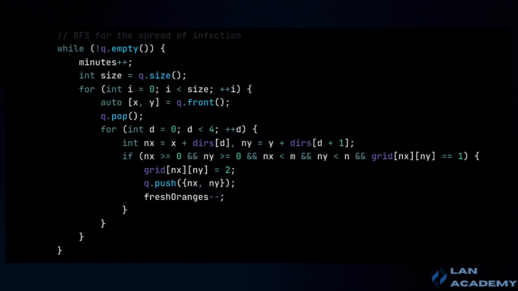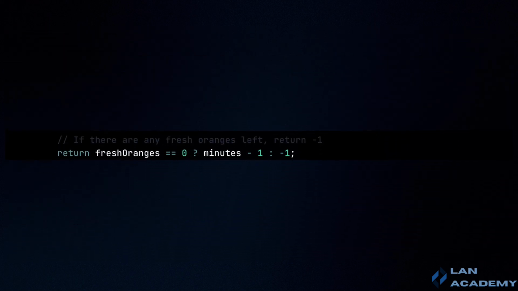The key aspect of this approach is the level-ordered traversal inherent to BFS, which ensures that all oranges rot in the minimum possible time. By incrementing the minutes counter at the beginning of each BFS level, we accurately track the time taken for the rot to spread through each layer of fresh oranges. If after processing all possible rotten oranges there are still fresh oranges left, we return -1, indicating that it is impossible to rot all the oranges.